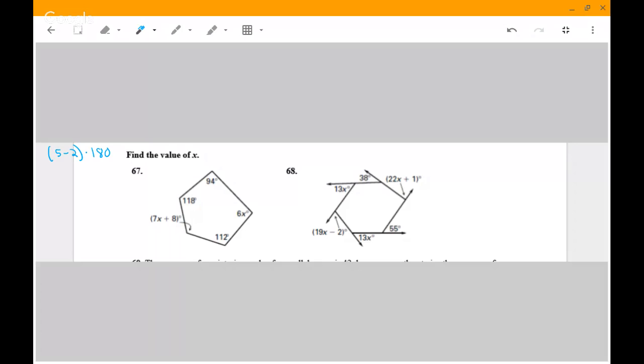It would be 3 times 180, right? Yeah, 540. There you go, 540. So that's the total. These problems are not going to say, hey, find the total first, so you have to realize that you need a total to start. Then all of these 5 angles together have to add up to that, so you can set up an equation that shows that.